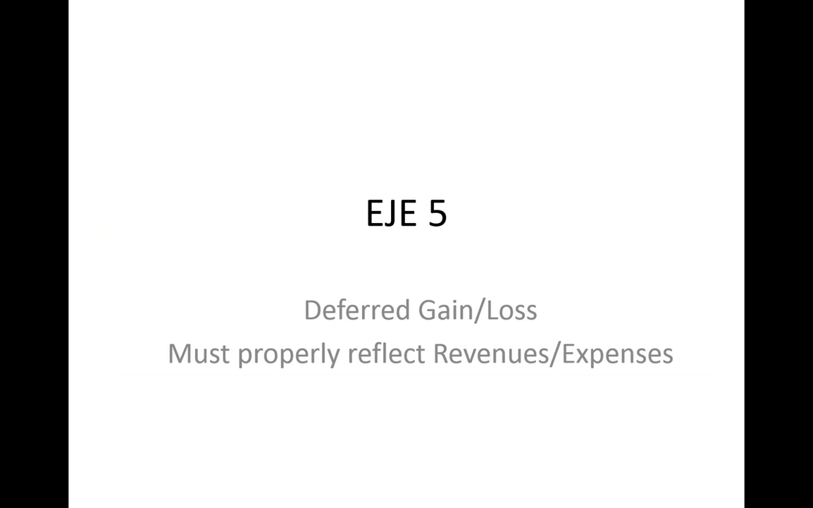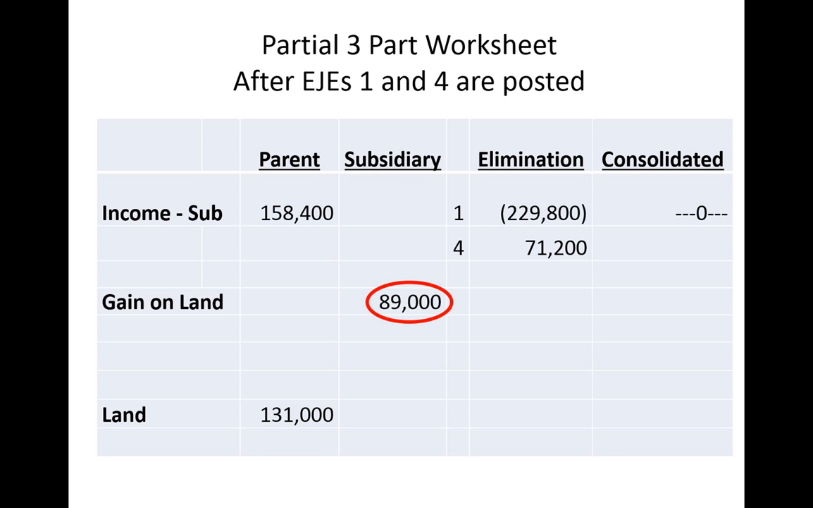Now we need to address any deferred gain or loss, or unrealized gain or loss, same term. And we see that the deferred gain is there at $89,000. When we consolidate, that deferred gain needs to be eliminated. We also can see that the land is on the parent's records for $131,000. The value of the land is overstated, and as in the downstream transactions, the consolidated value should be no better or worse off than prior to the sale. So we need to reduce the value of the land.